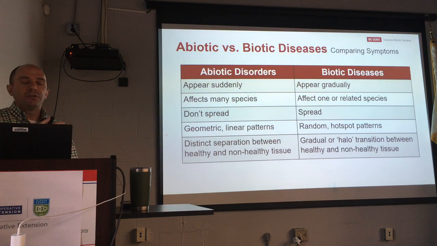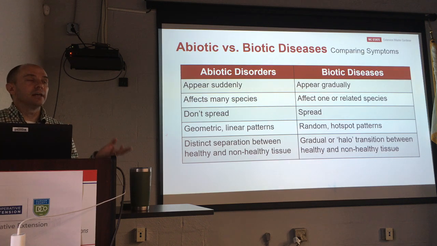So you can look at a plant that has problems and try to deduce if it is an abiotic problem or a biotic problem based on patterns you see on the plant and patterns you see among other plants in the landscape. Generally, abiotic disorders tend to appear suddenly, whereas diseases tend to appear relatively slowly. It takes time for the infectious agents to spread in the tissue, for example. Abiotic disorders tend to affect many species at once. If there's a drought, there'd be multiple species that are not closely related that could be affected.